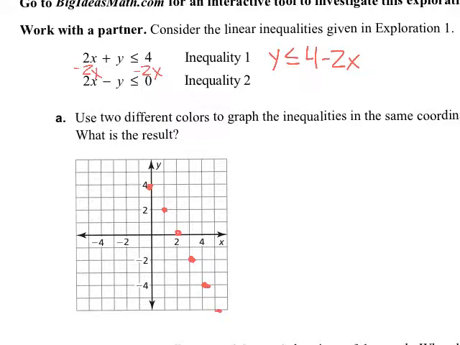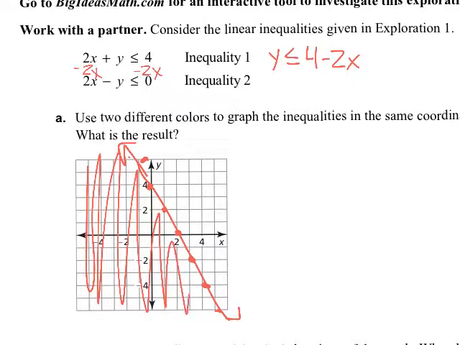Is this going to be a dotted or a solid line? Based on what we learned yesterday. Dotted or solid line? Solid line, because it's equal. Okay, so there's my line. And then y is less than, so I'm going to shade down below. So there's inequality number 1.